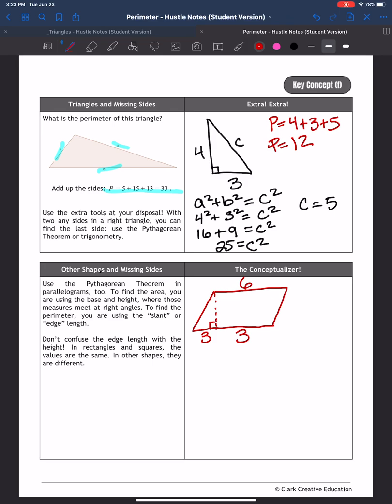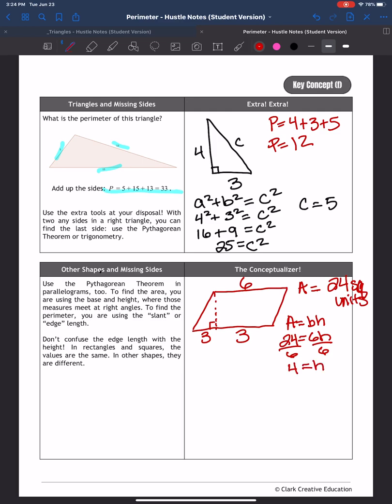The first thing I need to do is figure out my height. In this case, we know our area is 24 square units. So my area equals my base times my height. My base is going to be 6. So we have 24 equals 6 times h. Divide both sides by 6. Your height is 4.